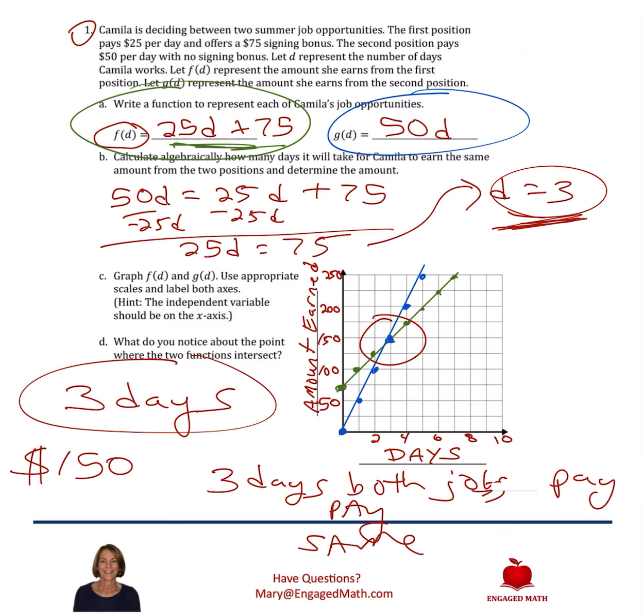Okay. Keep in mind that we could also look at this in a few other ways, because we could also have looked at this as the y-intercept of 75. We could have just graphed it that way as well, because we know that it's a slope of 25 in the green graph and a slope of 50 in the blue graph.